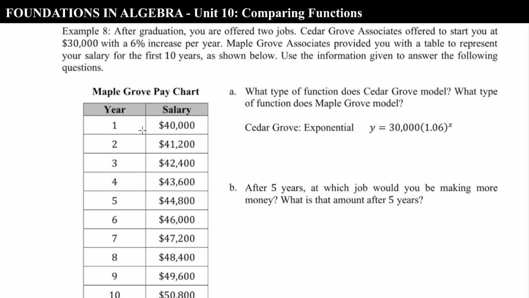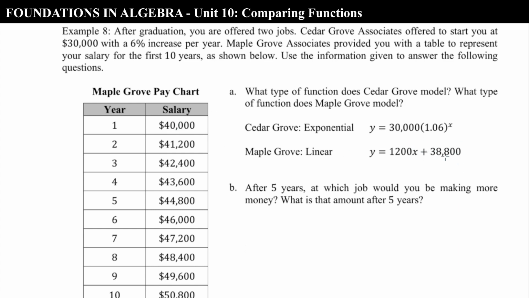For Maple Grove, let's look at the table. We start at 40,000, then we go to 41,200, so we added 1,200 here. And then to here, we added another 1,200, and then we add another 1,200, and that keeps on going down the table. So we have a linear progression for Maple Grove, and that is modeled by taking 1,200 times the number of years you're with them and adding to your start, which is starting at 40,000 at year 1, but we have to start at year 0, okay?